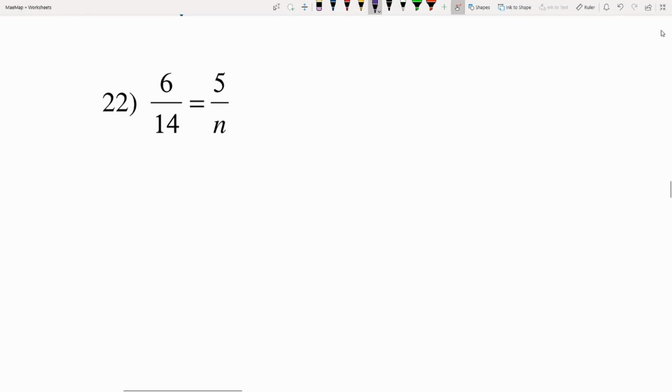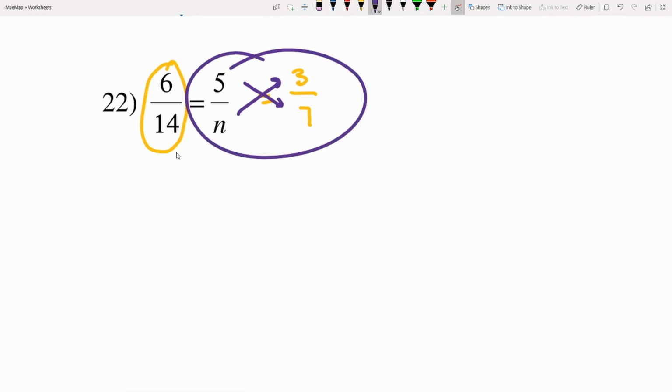In number 22, now I can go ahead and start with cross multiplying, but doing 14 times 5 in my head might be a little tricky. So why don't I go ahead and simplify this fraction down first since it's even? 6 divided by 14, if I did 6 divided by 2, that would be a 3 in my numerator. And if I did 14 divided by 2, that would be 7 in my denominator. So now I'll cross multiply with these fractions or these proportions as opposed to that first one.